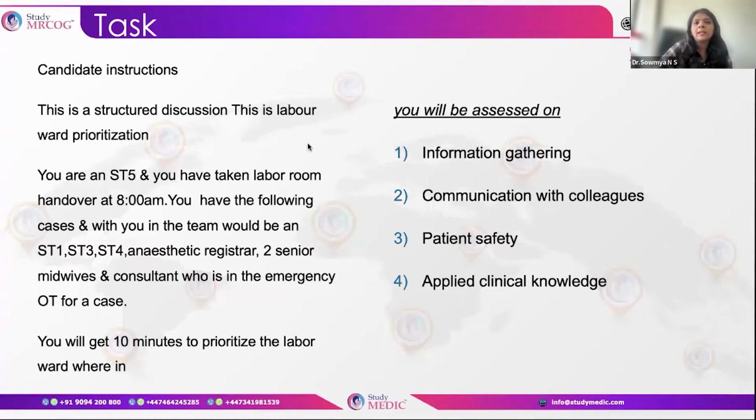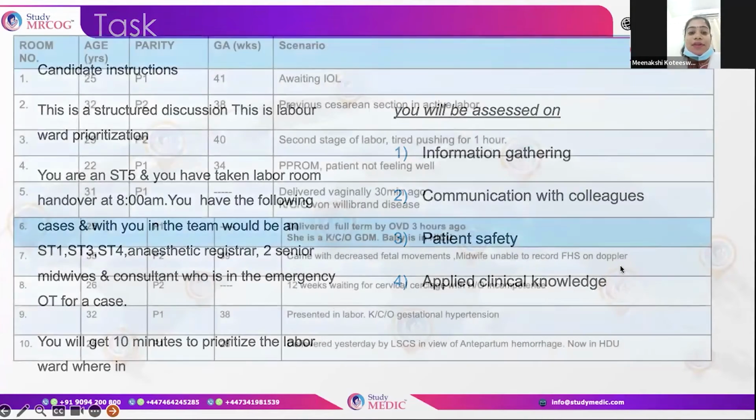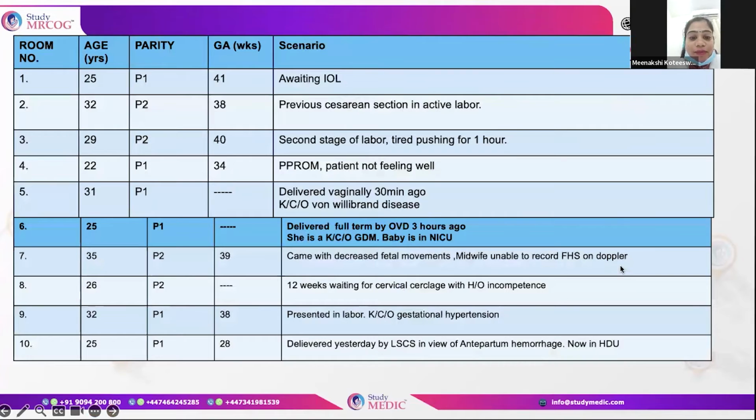Okay, dear, there is one more slide, I believe. So we'll show that and we can start with the timer. Yes, ma'am. Okay, once you are ready, you can start. Yes, ma'am. Ma'am, we'll start. Yeah, sure. I've kept the timer, please.